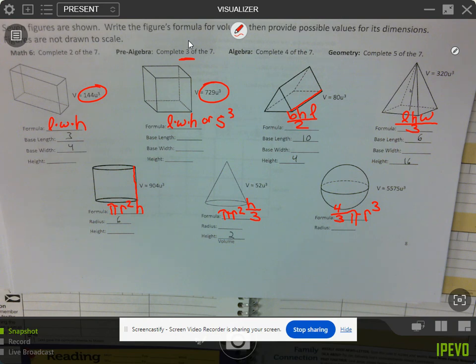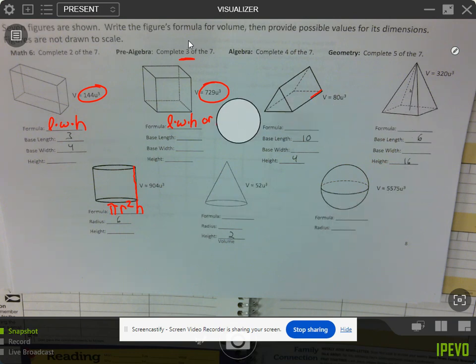Okay. We will have more of these volume pages in packets coming up. We will see similar pages like this from now on. So get used to these formulas. Know the formulas. Okay. Next page.